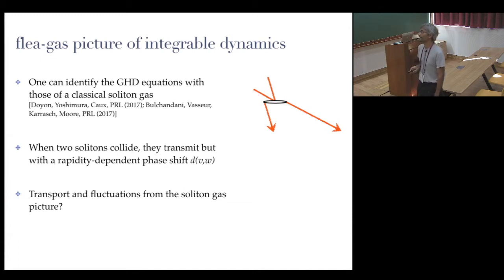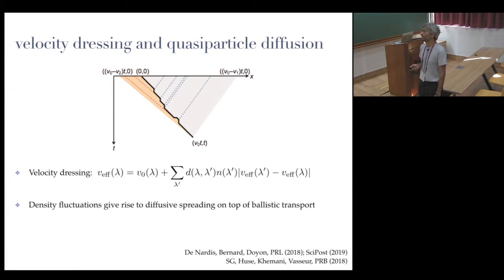Okay, so why do we get fluctuations and diffusion from the hard rod picture? It turns out to be fairly straightforward, and what it has to do with is the fact that, okay, so first of all, where does dressing come from in the soliton gas picture?